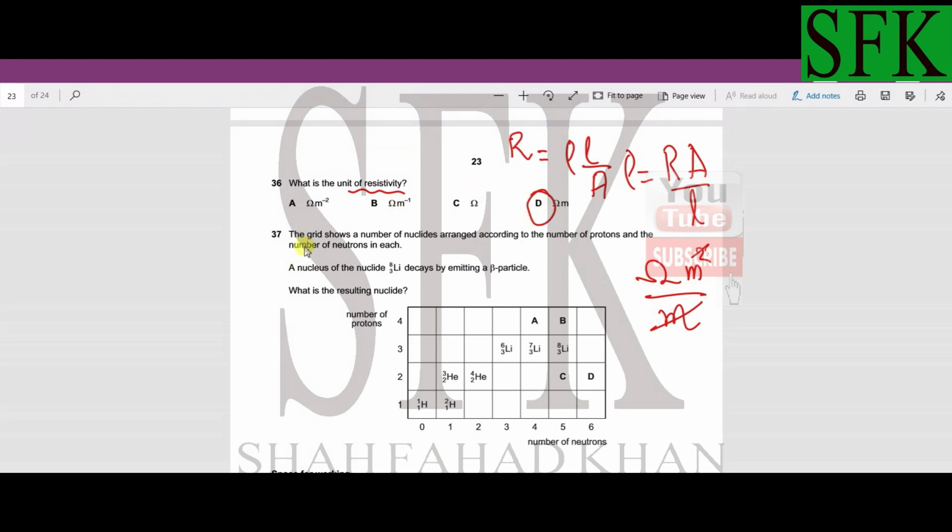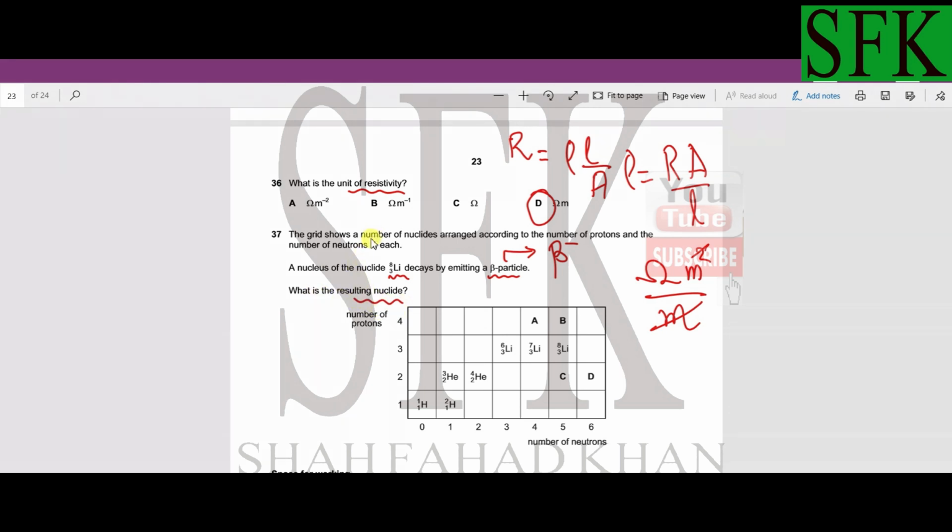Moving on to the next option, 37. The grid shows a number of nuclides arranged according to the number of protons and the number of neutrons in each. A nucleus of the nuclide is this. It decays by emitting a beta particle. If it's just mentioned as a beta particle, we assume that they are talking about a beta negative particle. What is the resulting nuclide?